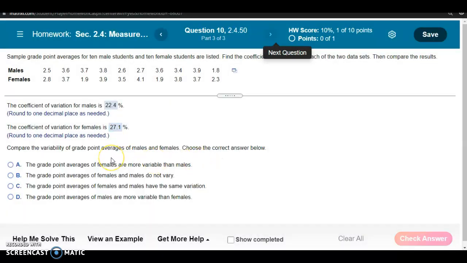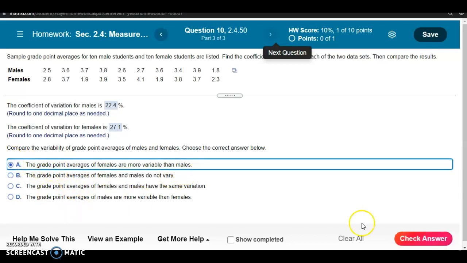It says compare the variability of grade point averages of males and females, and then choose the correct answer. Like I mentioned earlier, the higher percentage is going to represent the data set with more variation. So it appears that the GPAs of females are more varied than the GPAs of males. So we're going to select the appropriate answer choice, which appears to be answer choice A, so be sure to read them carefully.